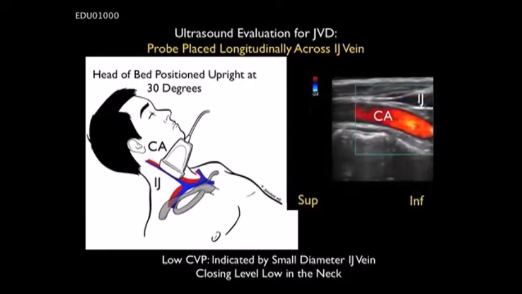We see the carotid artery deep to the internal jugular vein, and we see the closing level of the IJ vein low within the neck, again corroborating a low CVP, less than 10 centimeters of water, and the need for immediate resuscitation with intravenous fluids in this hypovolemic patient.